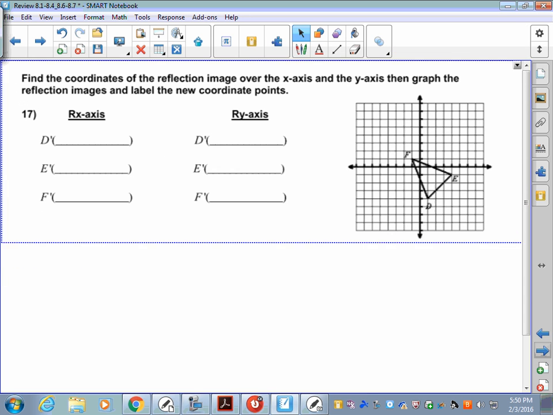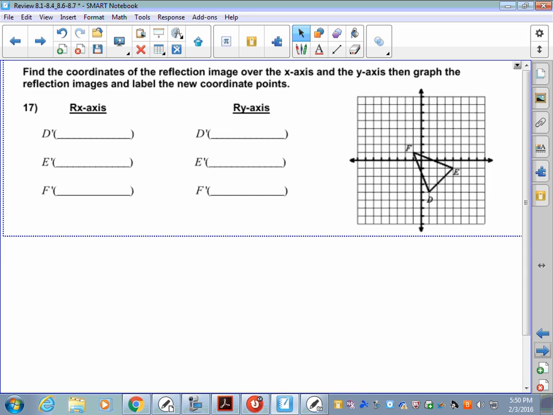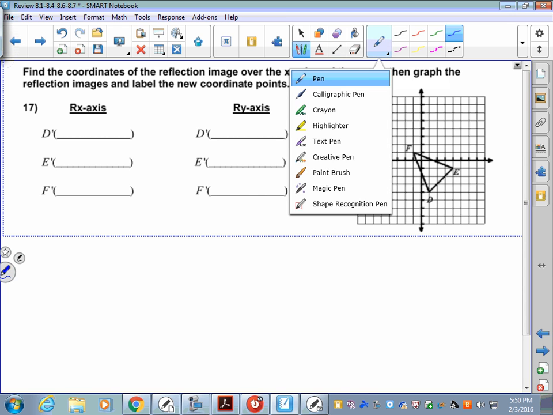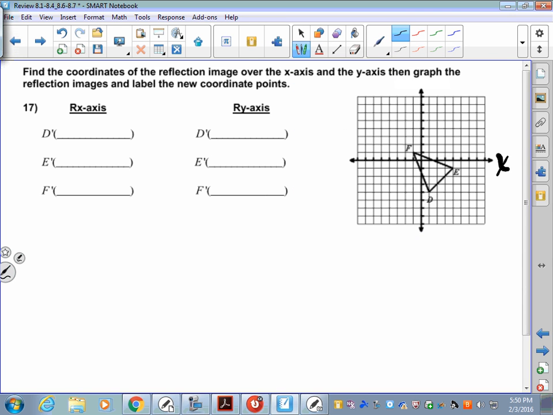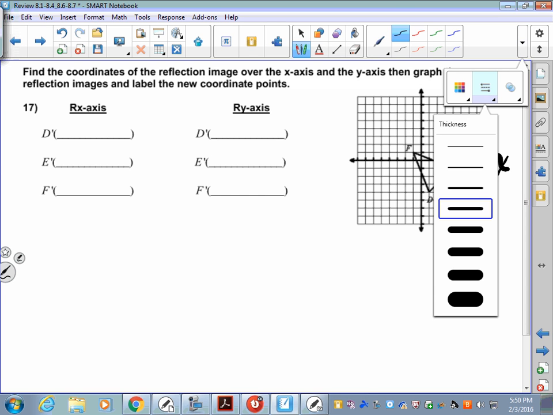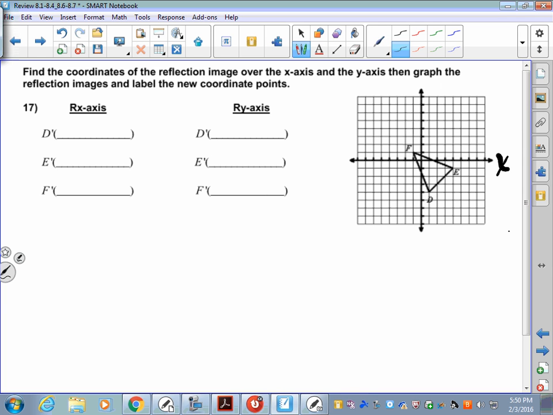So then we have, on the next page, they want you to give the reflection of the image, of our pre-image, which is this triangle, over the x-axis and then the y-axis. Now, since it's the x-axis, let's see something real quick. Alright, so this is the x-axis and the y-axis.